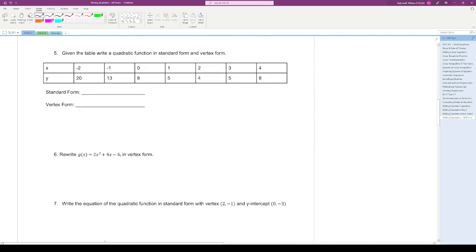All right, so now we have a table of values. We want to write standard and vertex. They don't ask us to write intercept, so I'm guessing that it doesn't have good intercepts.